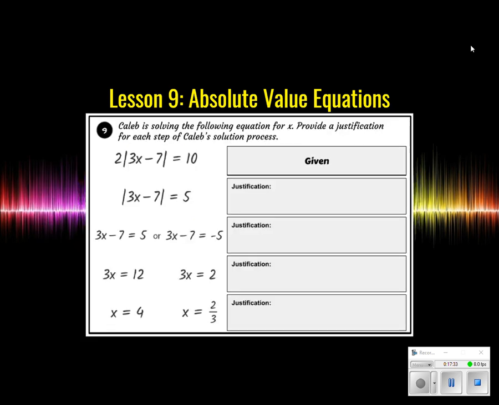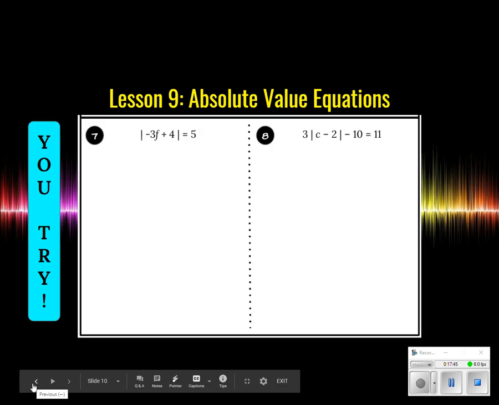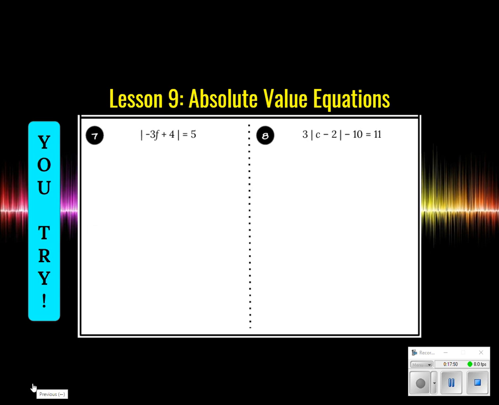All right, so we're going to look at this problem. Caleb is solving the following equation for x, provide justification. Oh, we're going to go back. Okay, I wanted to look at 8. So let's look at 8. We need to work on isolating this absolute value. That's what I wanted to spend a little bit of time on, because then the splitting up is the same stuff. So when you isolate this absolute value, I really want you to almost think of this absolute value of c minus 2 like an extra variable. A different variable, but an extra variable.